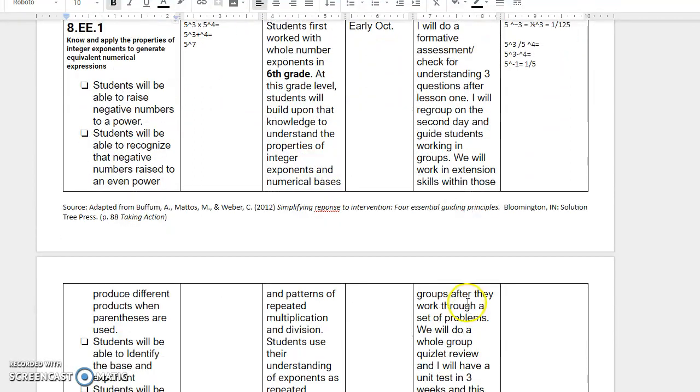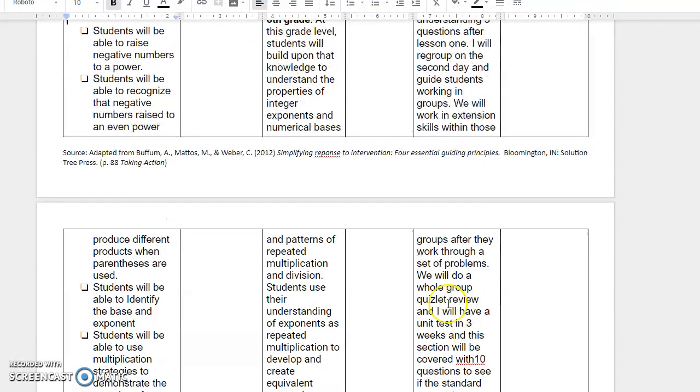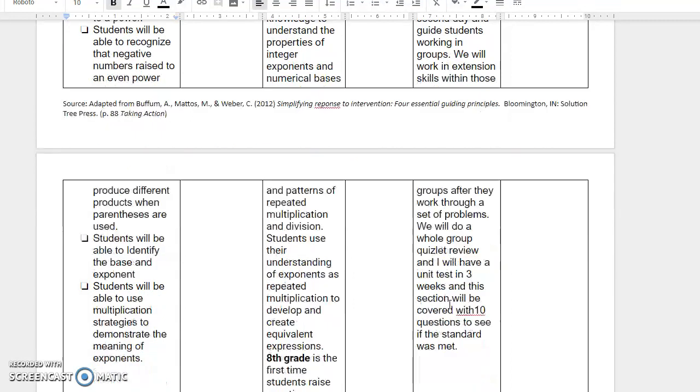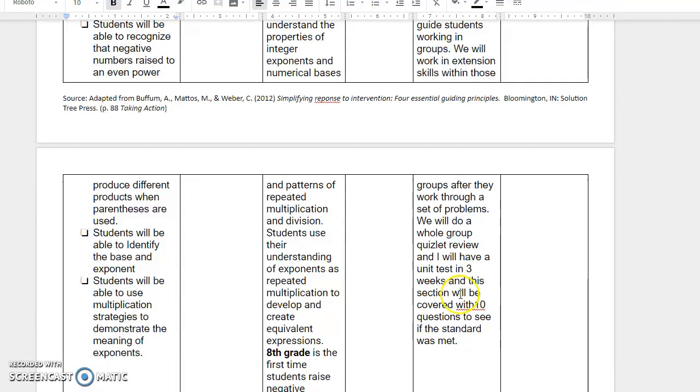We'll again work in groups. After they work through a set of problems, we will do a whole group Quizlet review towards the end. So that's another formative assessment that I put in there. And then within the unit test, and I put 3 weeks, this section will be covered with 10 questions to see if the standard was met.